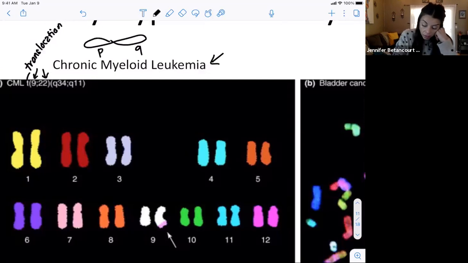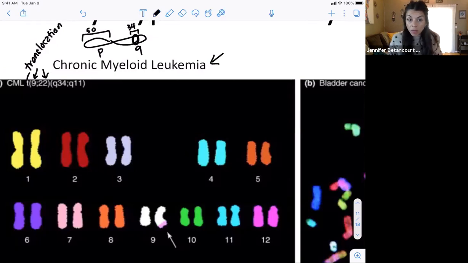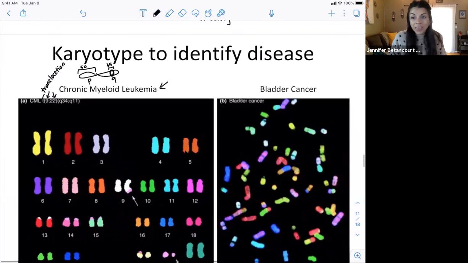So this happened on the Q arm of chromosome number 9, which switched material with the Q arm of chromosome number 22. And then the numbers just mean the region. I don't know how the regions are made, but maybe there are 50 regions. It has to do with the banding. So region number 34 of the Q arm of chromosome 9 switched with region number 11 of the Q arm of chromosome 22. That's the lingo, that's the nomenclature.